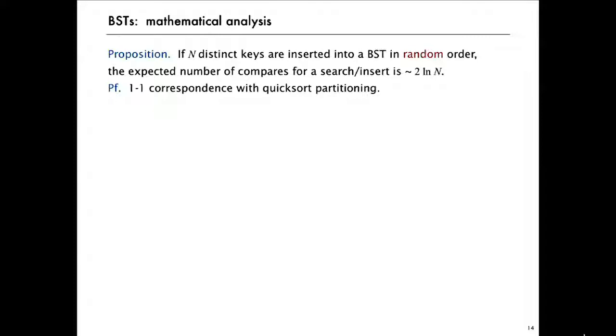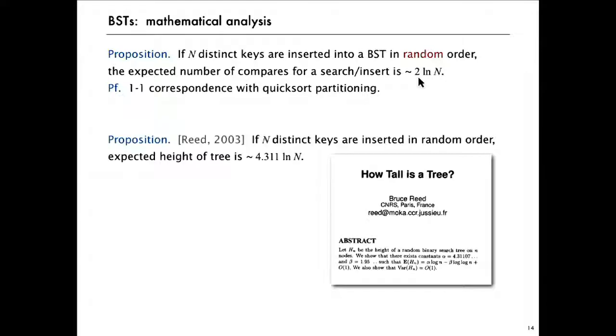In fact, this correspondence with quicksort partitioning tells us we can take that proof and prove that if you insert n distinct keys into a BST in random order, then the expected number of compares for a search and an insert is 2 natural log n. Again, about 1.38 log base 2 of n, almost the best that you could do.